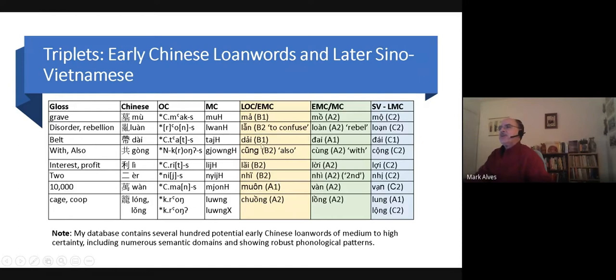This one is pretty well known. The word for grave: mả, mồ, and mộ. And you can see here the B, A, and C. I'm not going to explain that in detail. I'm just going to say these are the tone categories. So this is a B tone category, this is an A tone category, and this is a C tone category.